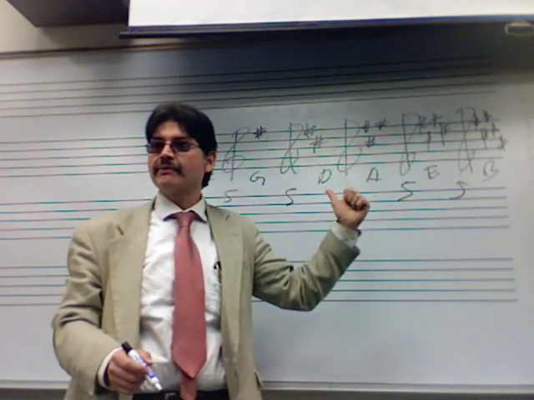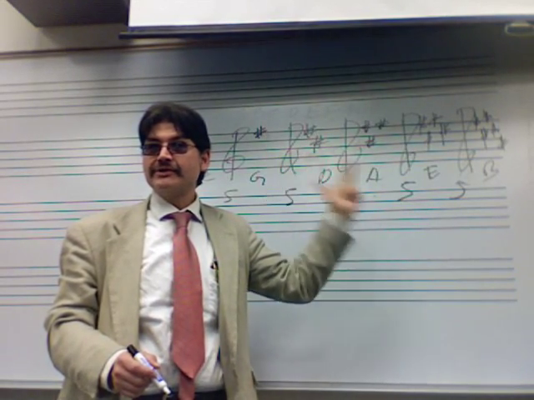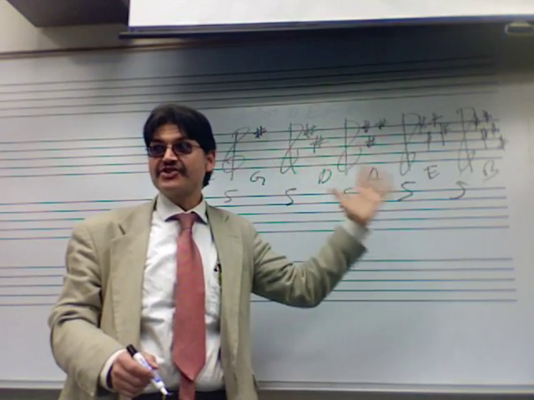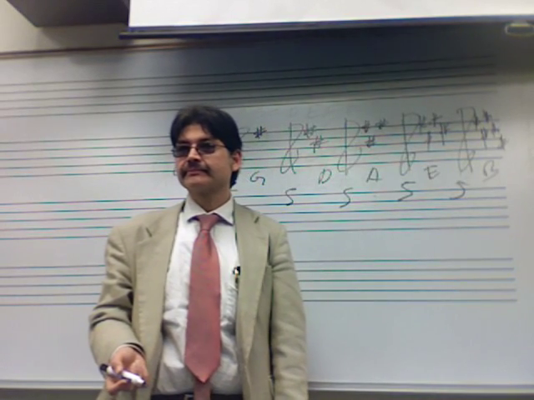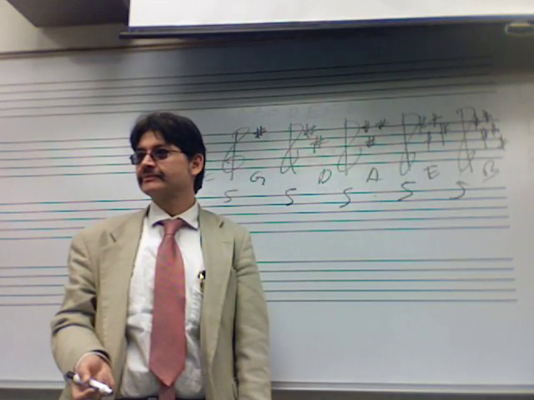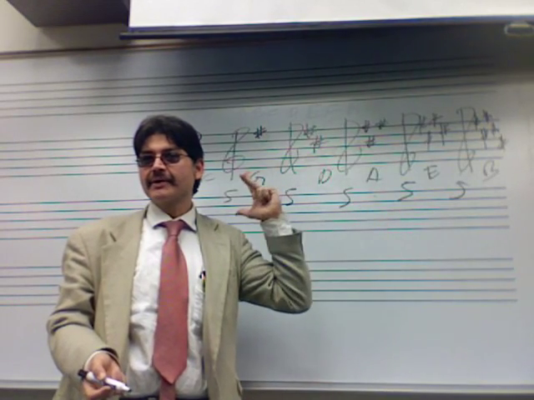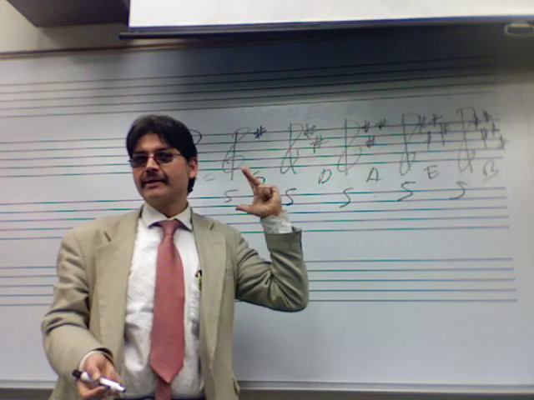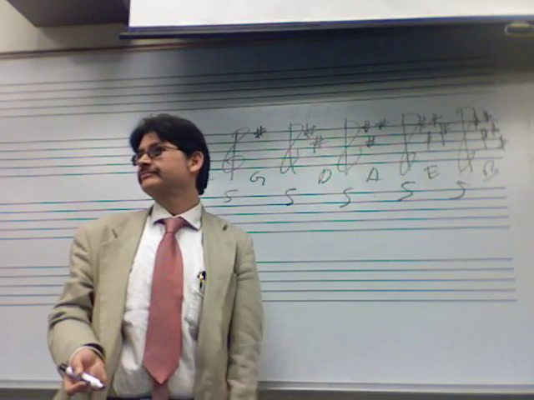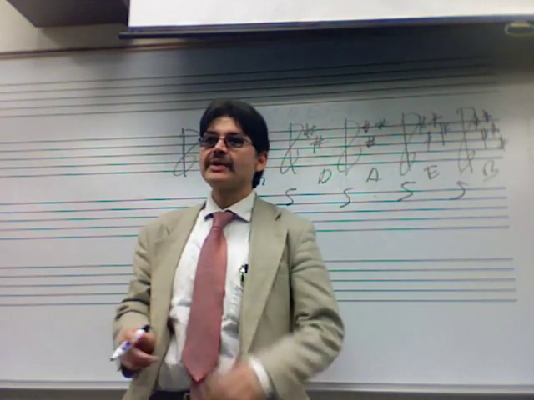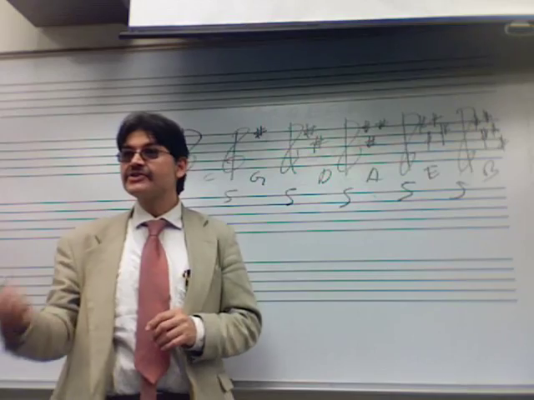And what would be the next one? B, C sharp, D sharp, E, F sharp. So F sharp would have 6 sharps in it. So that would be the next one. What would be the next one after F sharp? F sharp, G sharp, A sharp, B, C sharp. So that's the one that has 7 sharps. And then that's the sharp keys at that point. See how it's logical that way?